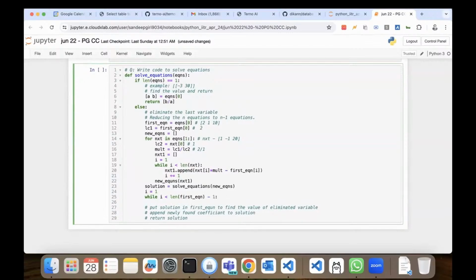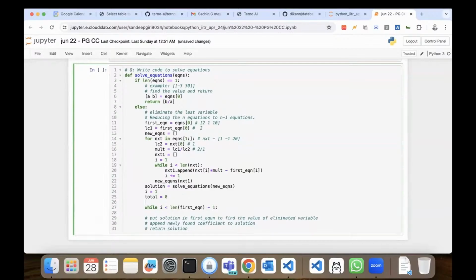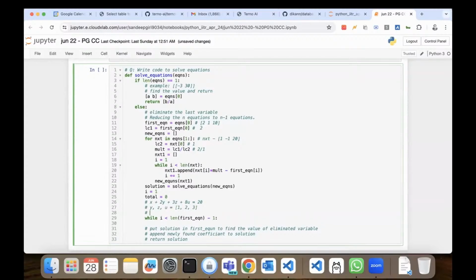Okay, right, I'll say total equals 0. Like the answer would be x plus 2y plus 3z plus 8u equals 20. You are given y, z, u equal to, let's say, 1, 2, 3. How much will x be?